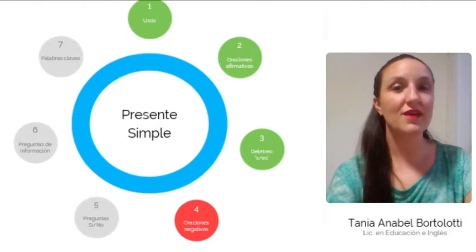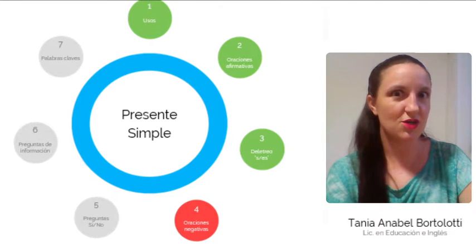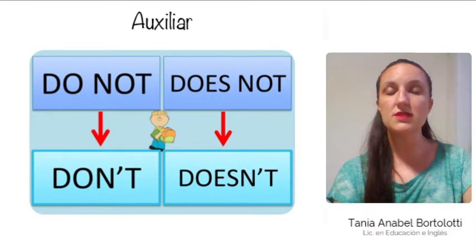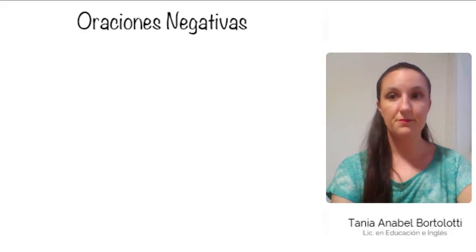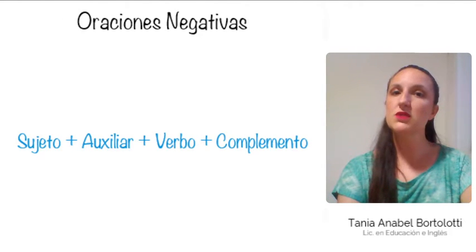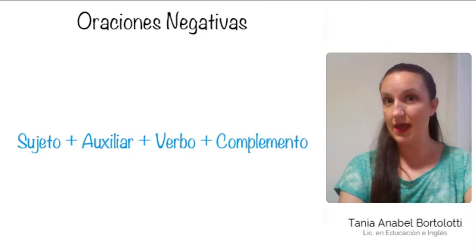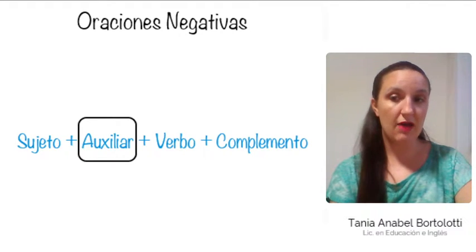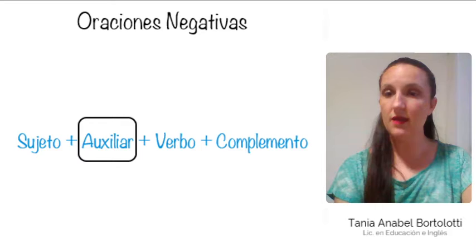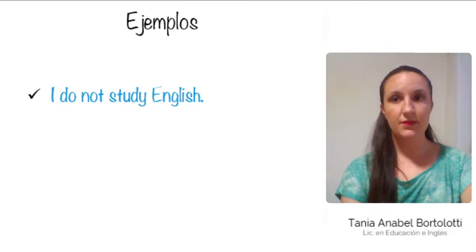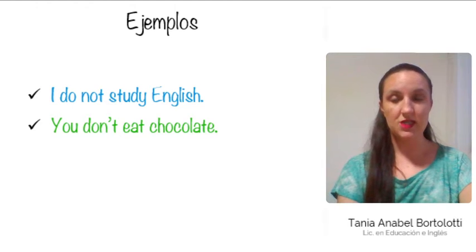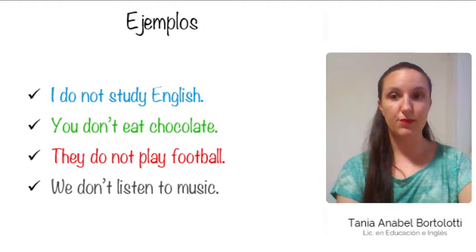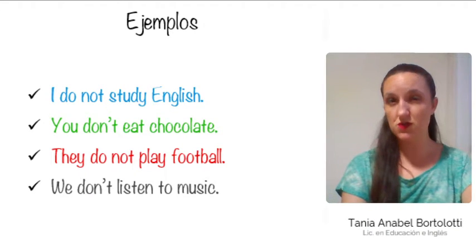Let's move on to negative sentences. How do we turn a sentence into the negative? We've got the auxiliaries. These two words are very important for you to remember. In the negative sentences, what we do is, to the basic structure that we analyzed before, we only add the auxiliary in between. So we will have subject, the auxiliary, verb and complement. I do not study English. You don't eat chocolate. They do not play football. We don't listen to music.